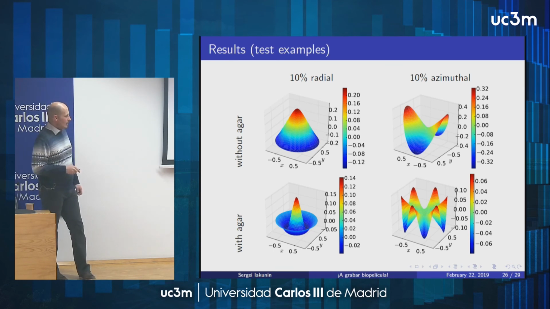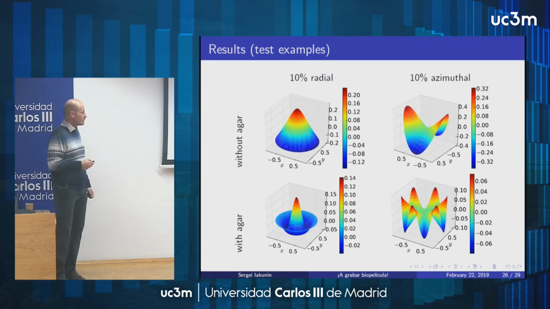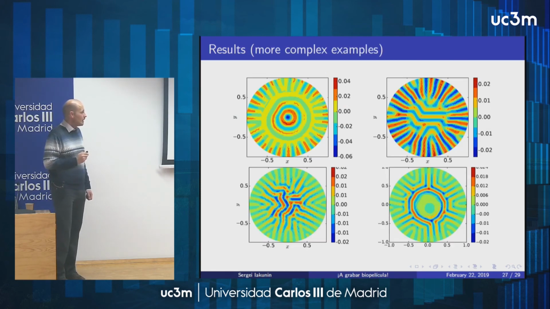And if we add interaction with the agar, then we can see that the amplitude of deflection decreases and the frequency of wrinkles increases, because here we already have a combination of two cones, and here we have a combination of many saddles. So these examples were quite simple, for quite simple growth, but if we set a little bit more complex growth, we can obtain patterns quite similar to the ones we can see in an experiment.